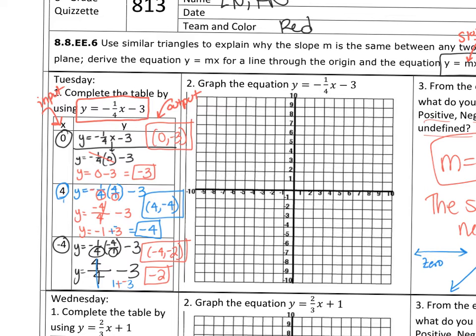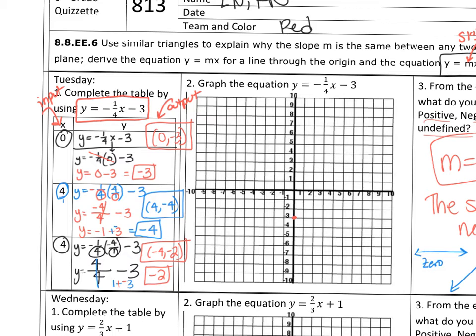All right, so now that you have 3 points, 0, comma, negative 3, 4, comma, negative 4, negative 4, comma, negative 2, you can plot those 3 points onto number 2, and then you can connect the line. So let's do 0, comma, negative 3. So 0 is right here, comma, negative 3 would be right here, where I'm pointing. You would put a point right there. So I'm going to put a point at 0, comma, negative 3. I'm going to do it in red. Okay, so I have the first point.